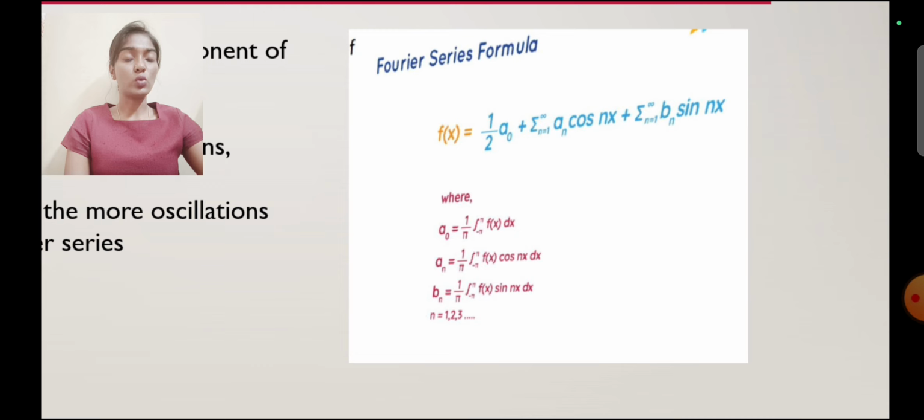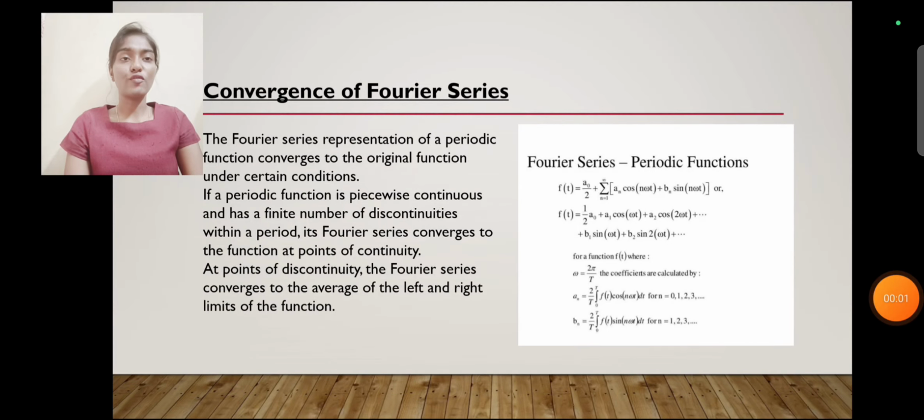f of x equal to 1 by 2 a naught plus summation n equal to 1 to infinity a n cos nx plus summation n equal to 1 to infinity b n sin nx, where a naught equal to 1 by pi integral minus pi to pi f of x into dx, a n equal to 1 by pi integral minus pi to pi f of x cos nx into dx, b n equal to 1 by pi integral minus pi to pi f of x sin nx into dx, where n equal to 1, 2, 3 and so on.